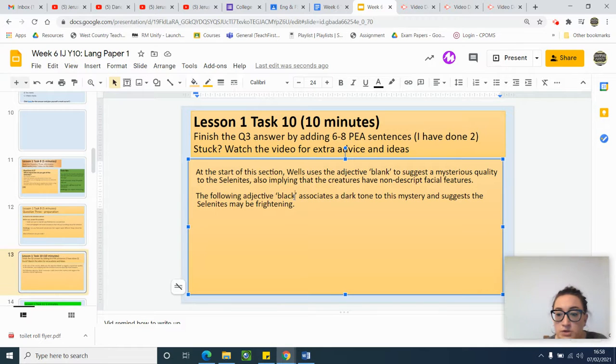In the quote, just one word. And I would actually use the word associates. A better word for that is connotes. It's a dark tone to this mystery. But either is fine. Okay, I just wanted to teach you about that bit of vocabulary.